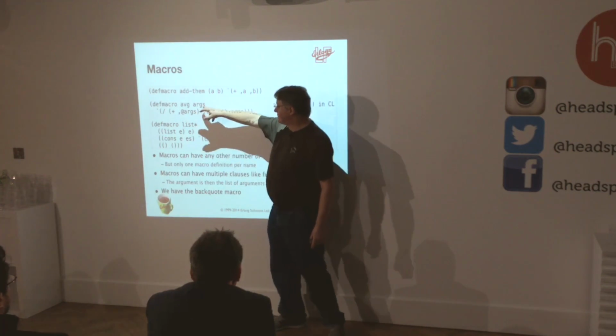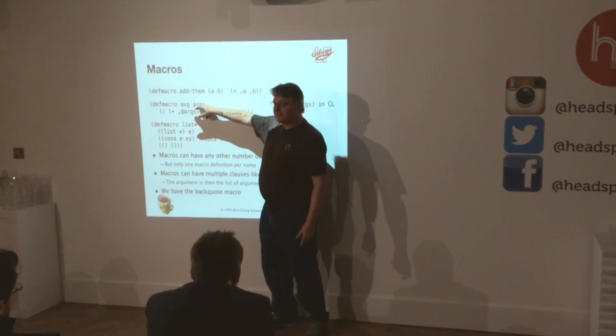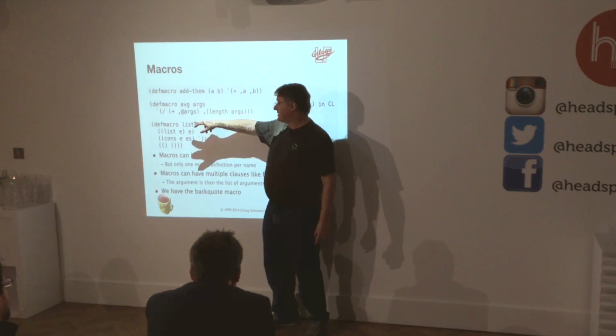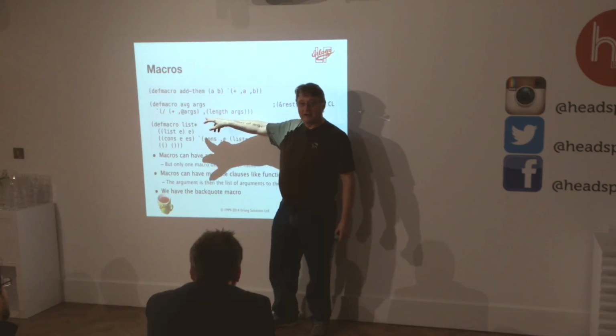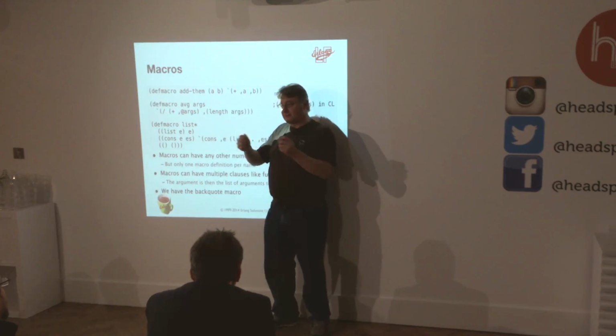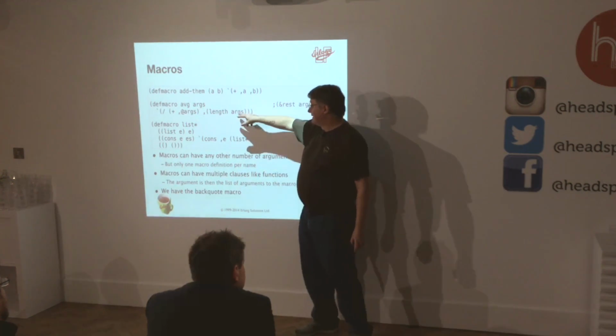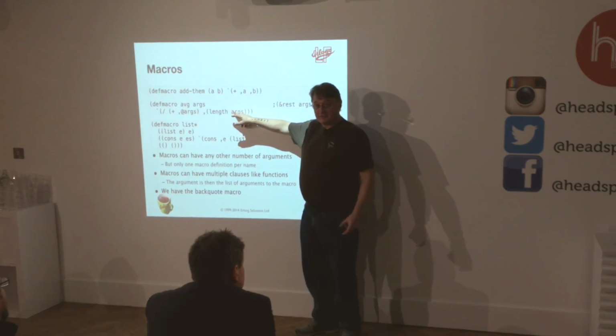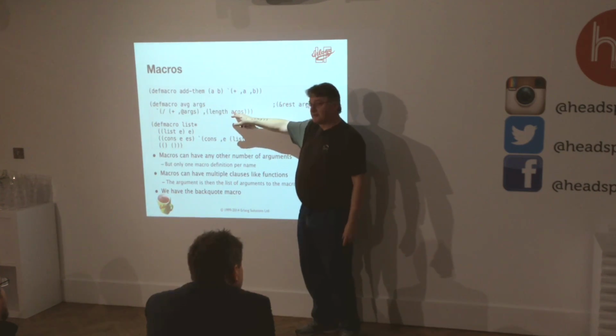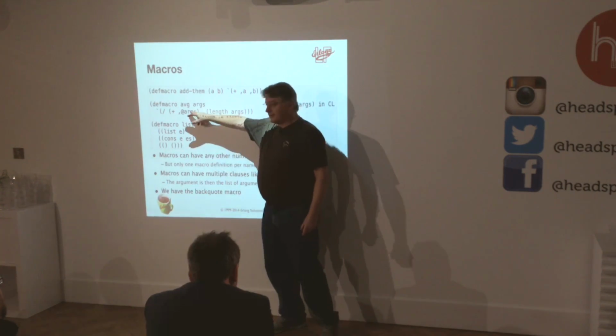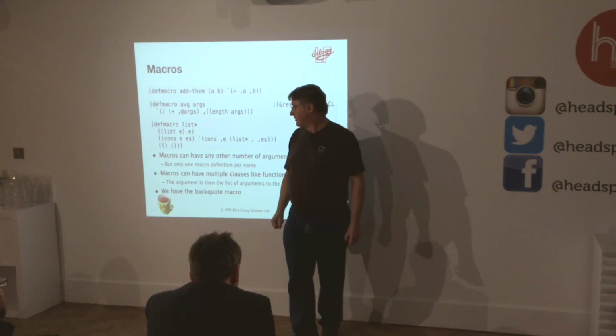I can do a macro here of average, called average with args, which is the whole list of everything I pass into it, which will return a form which calculates the average of all the arguments, numbers I gave in the call to it. And it will evaluate the length at compile time, because it knows the number of arguments, but just has to plus all these at runtime.